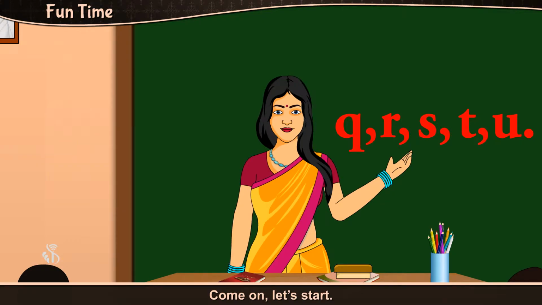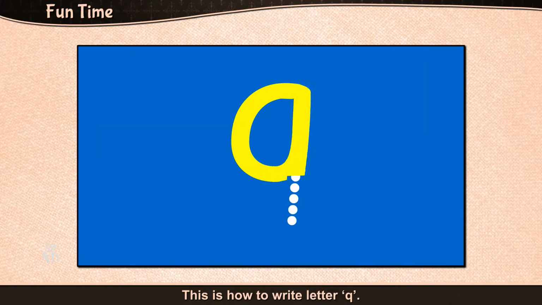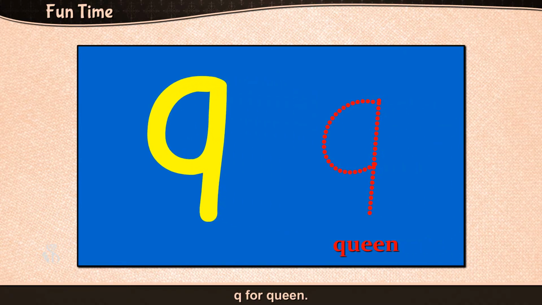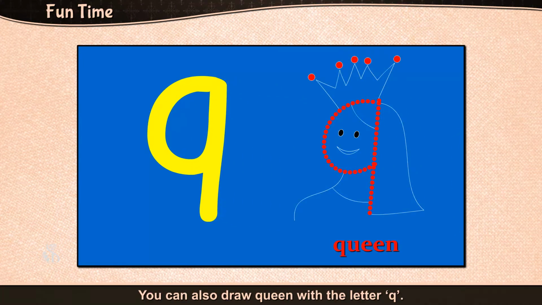Come on, let's start. This is how to write letter Q. This is Q. Q for Queen. You can also draw Queen with the letter Q.